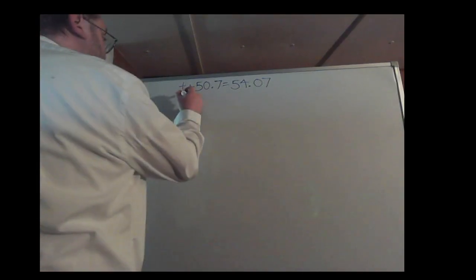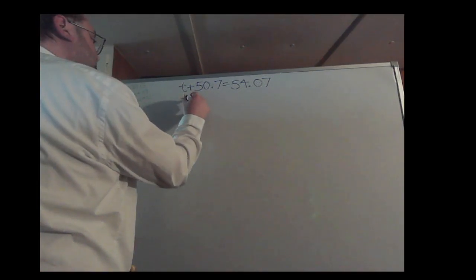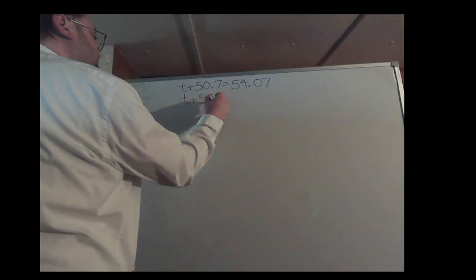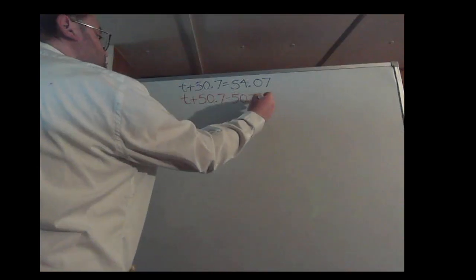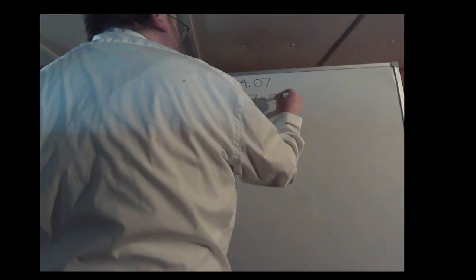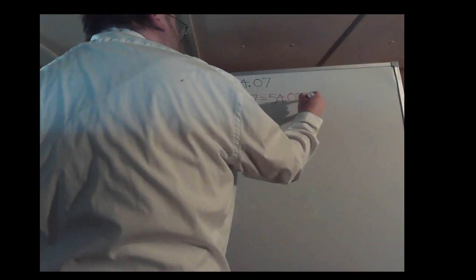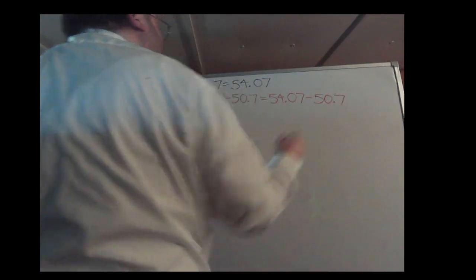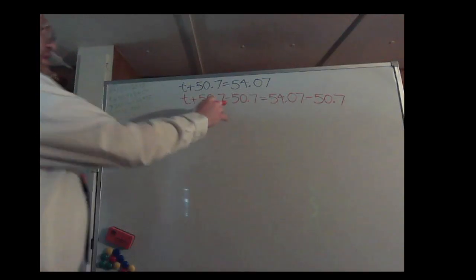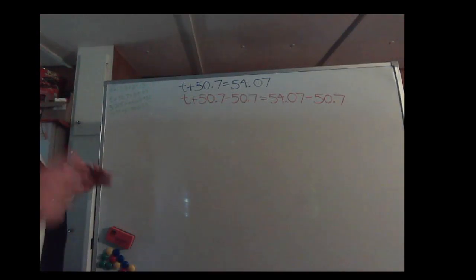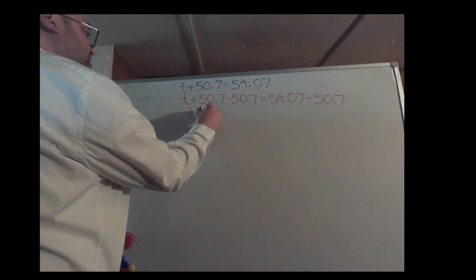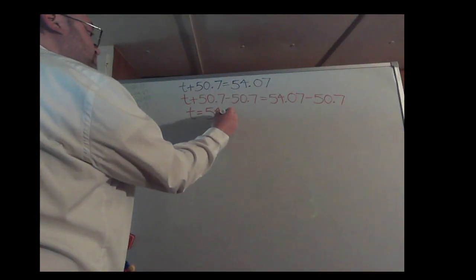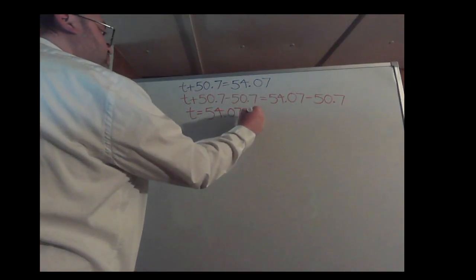How are we going to do that? We're going to subtract 50.7 from both sides. So you'll have t plus 50.7 minus 50.7 is going to end up equaling 54.07 minus 50.7. Okay? Well, now we have 50.7 minus 50.7. Good news is that'll go to 0. We'll end up having t by itself. That's going to be equal to 54.07 minus 50.7.